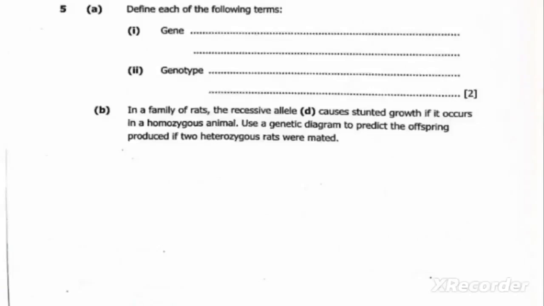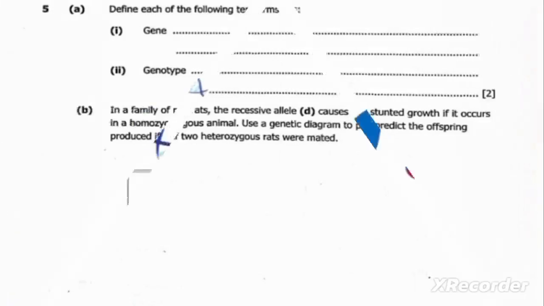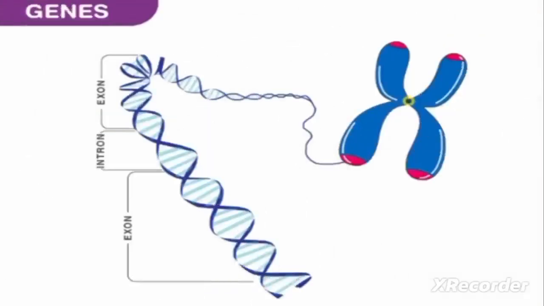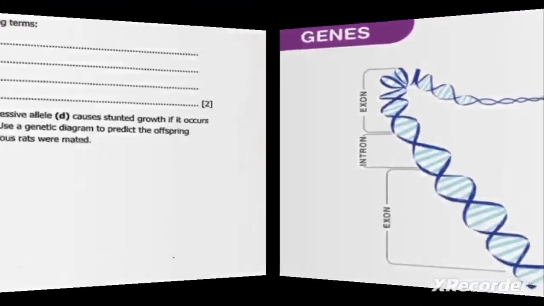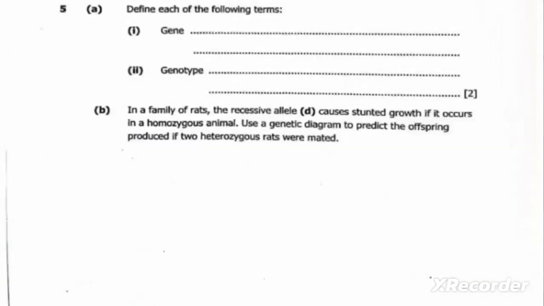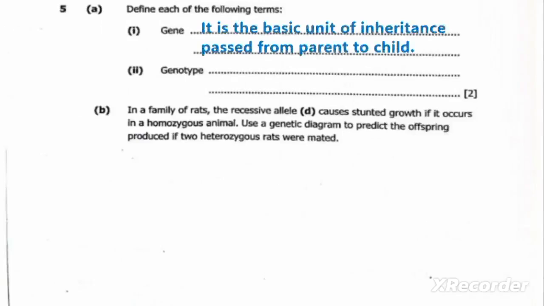We now move on to the next question, which is question 5A. The question reads, define each of the following terms. 5A, Roman numeral 1, a gene. So a gene is a basic unit of inheritance from the parents to the child. So we are going to say it is the basic unit of inheritance passed from the parents to the child.